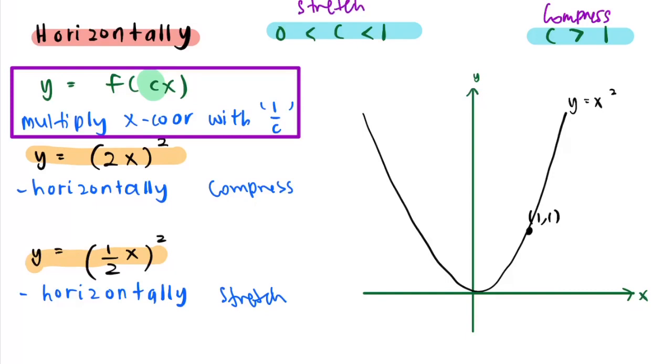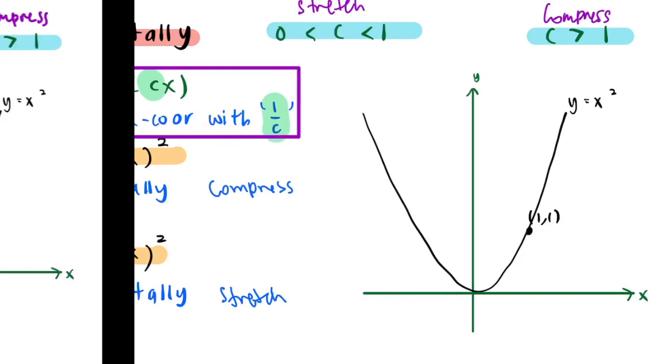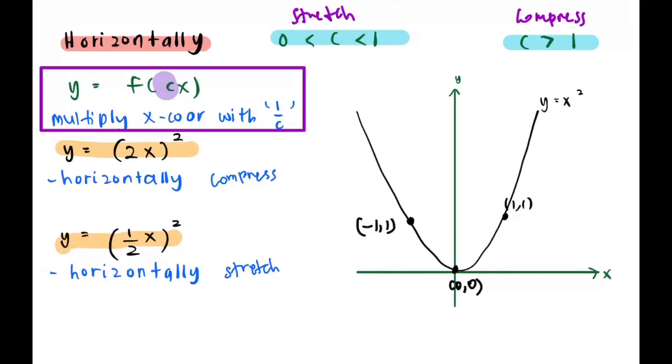So please remember, when we want to do our calculation, multiply our x coordinate by 1 over c. It's not c, it is the x coordinate multiplied by 1 over c. Now let us see this example here. y equal to, in bracket, 2x, to the power of 2. So you can see that 2 here is multiplied inside with your x, meaning that this is stretch or compress horizontally.